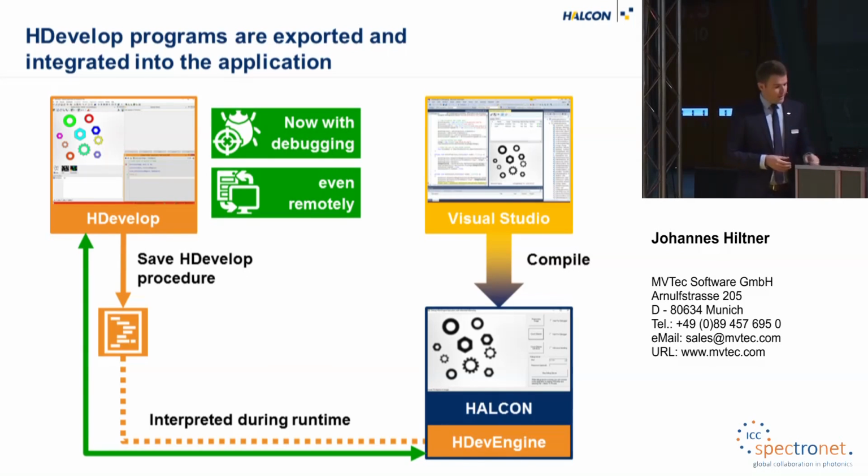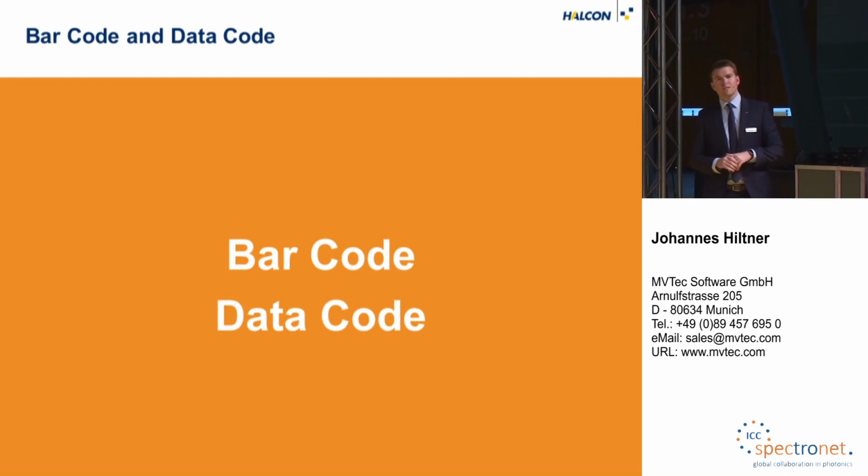Well, then with HALCON 13, there's one other major topic, which especially within the context of Industry 4.0, Industrial Internet of Things, is the identification of objects. And objects can be identified in various ways. Barcodes and data codes is one way of that. And again, with HALCON 13, we introduced major improvements for these kind of code types.